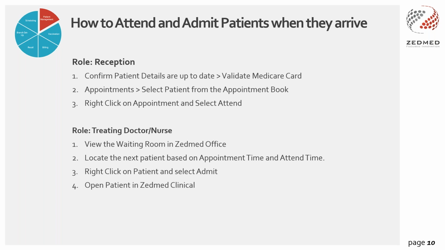A couple of tweaks here in relation to the way that we attend and admit patients as they arrive into the practice. So for the role of reception, there's not much that's changed here. The reception staff will still confirm patient details are up to date, and they will complete an online Medicare validation. They will then go into the appointment book, select the patient from the appointment book, right click on the appointment and select attend.